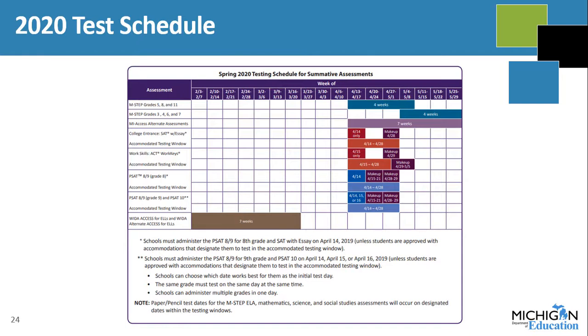This graphic includes the testing schedules for M-STEP grades 3, 4, 6, and 7, MyAccess, SAT, ACT, PSAT, and WIDA. All of these test schedules are also available in the Guide to State Assessments document, which is available on the M-STEP webpage at www.michigan.gov/mstep. The Guide to State Assessments also includes the test administration dates for paper-pencil testing.